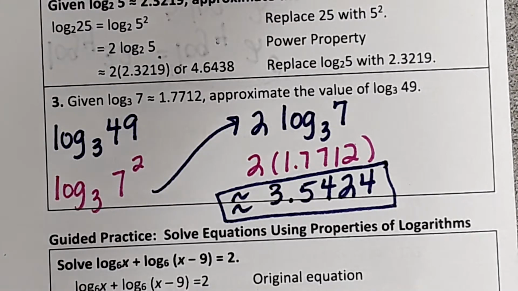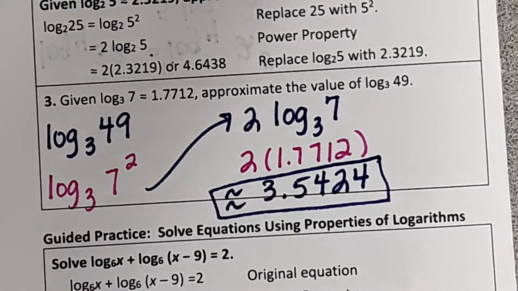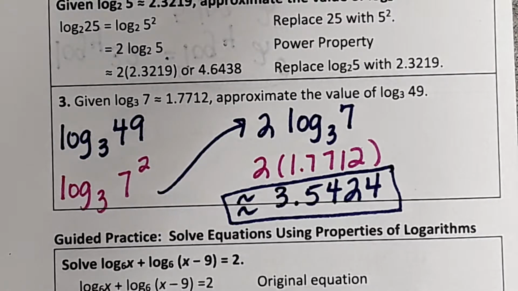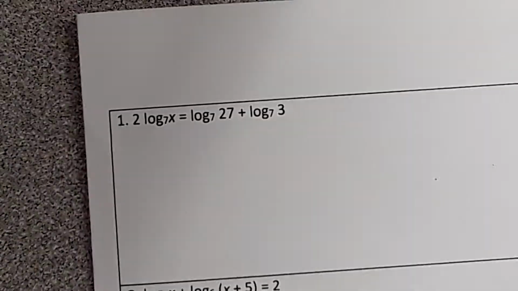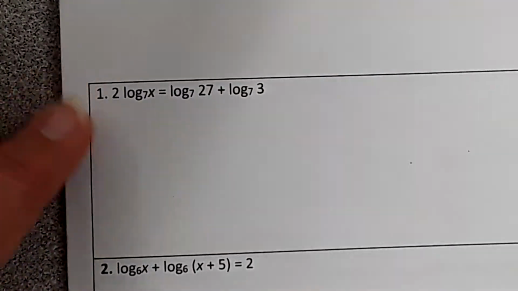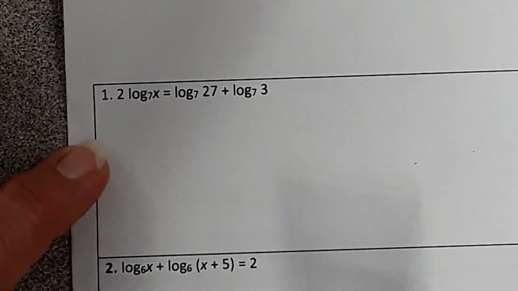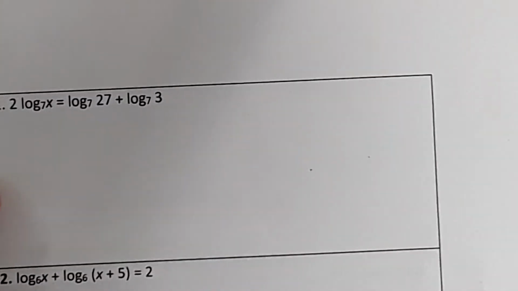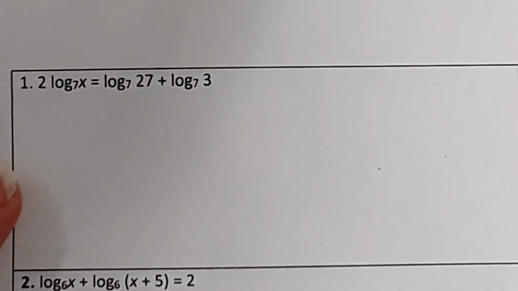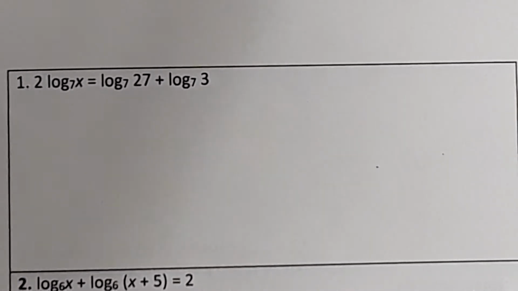Okay. Good so far? Now, what we're going to do is we're going to have an equation. We might use the product rule and the quotient rule. We might use the product rule and the power rule. So let's see what we're going to do. So we're going to solve the next one. Now notice they're not giving you anything. So that means it's going to be something you know.